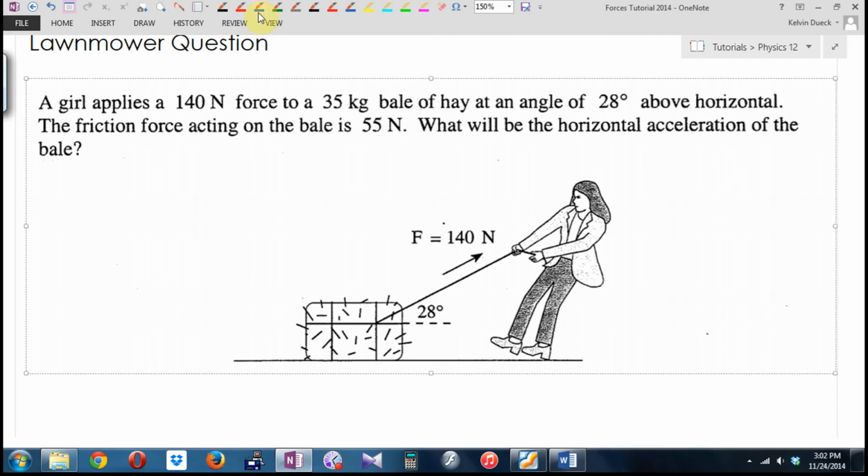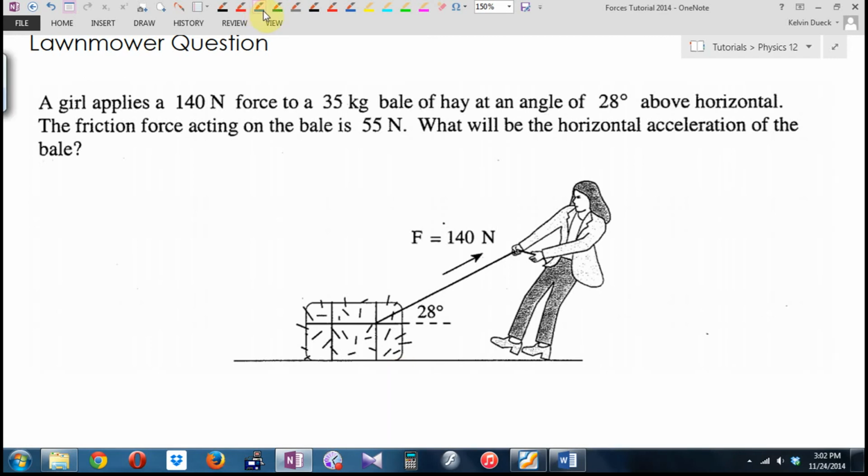So I'm going to make a brand new question. Was there one like this in the big review? Has anybody gotten this far? There was? So I'm going to make this, how about 33 kilograms? How about 31 degrees? And we'll have her apply a force of 180 newtons. So she's been working out a little bit.